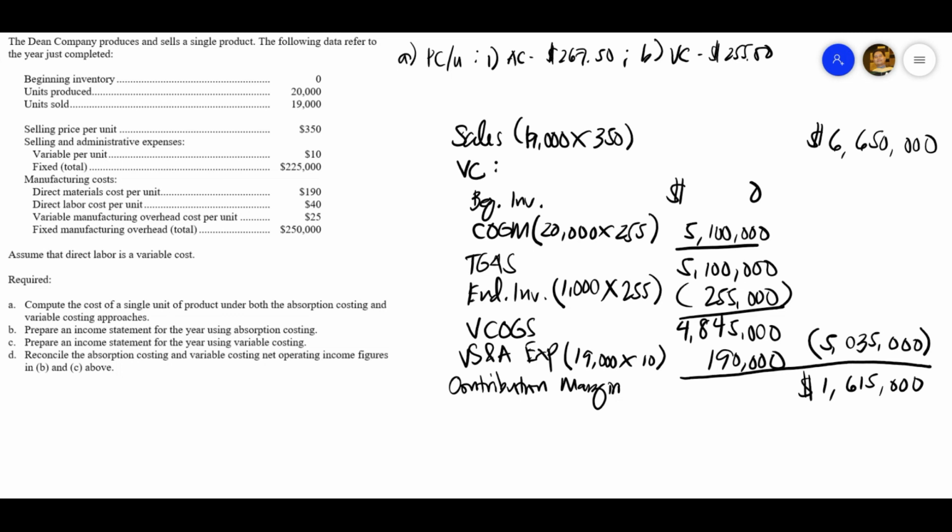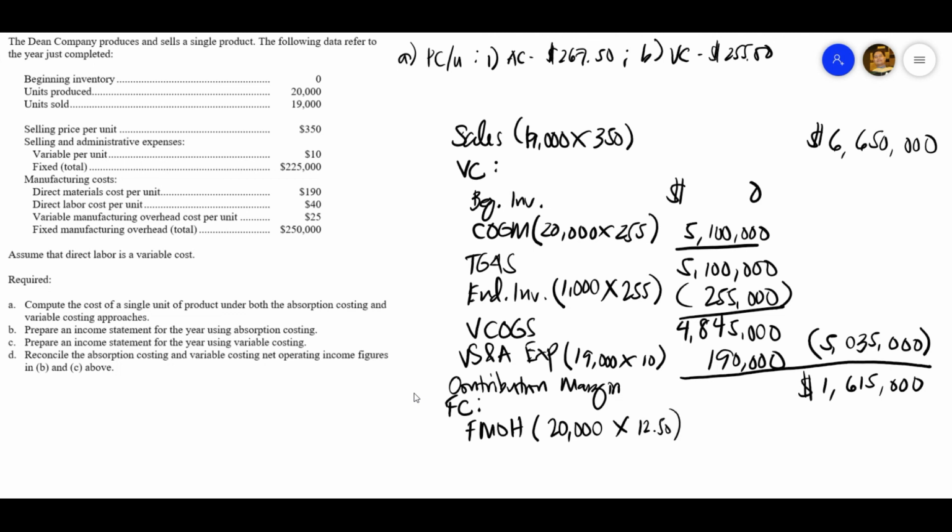Are we done? Not yet. We need to deduct now your fixed cost. Your fixed cost is composed also of two. We need to add your fixed manufacturing overhead. So how do we compute for your fixed manufacturing overhead? It's based on units produced. It's 20,000 multiplied by the fixed overhead cost per unit of 1250. We have already computed this one earlier.